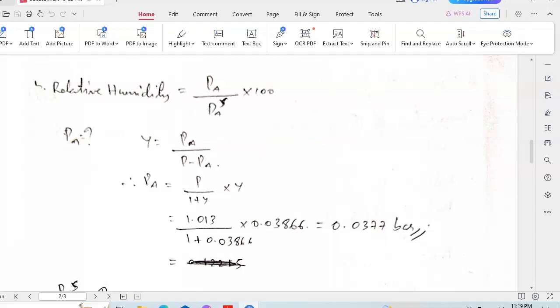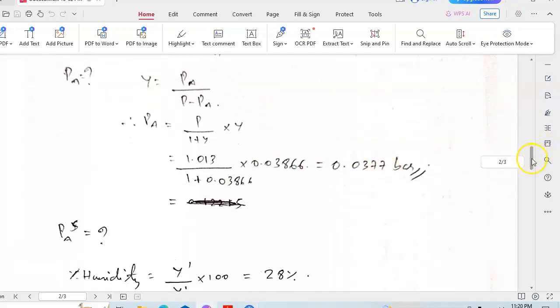We already found the value of Y as 0.0386 kilomole of water per kilomole of dry air. By using this relation, we can simply find the partial pressure Pa, which is equal to 0.0377 bar.